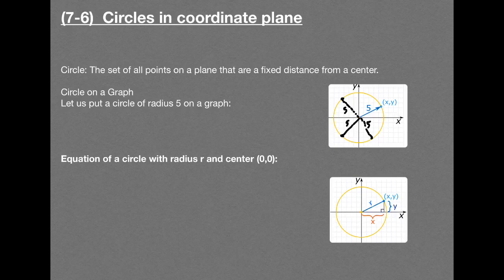What we are going to do here is to come up with an equation of a circle which has center at the origin, and its radius is r, a general number r. So let's see how we can come up with this equation. To do that, we will use the Pythagorean theorem. Do you remember the Pythagorean theorem? For your convenience, I'm going to review it here.